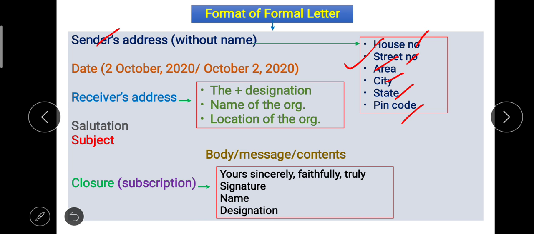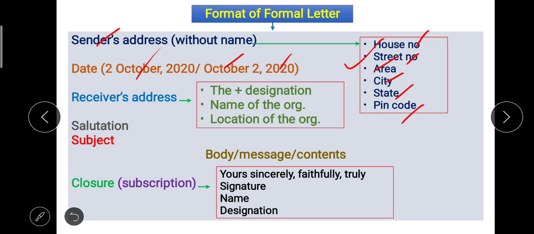Date should be written in two ways only. Don't mention the word DATE. In place of DATE, start this way: 2nd October 2020 or October 2nd 2020. These two formats and patterns are accepted and approved by CBSE.